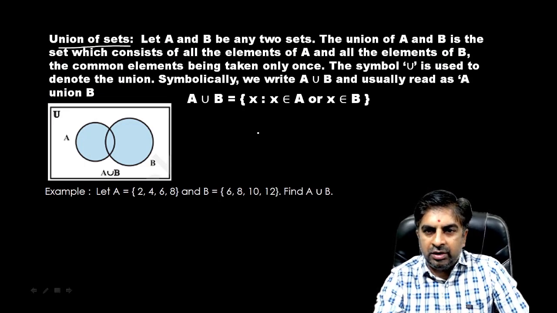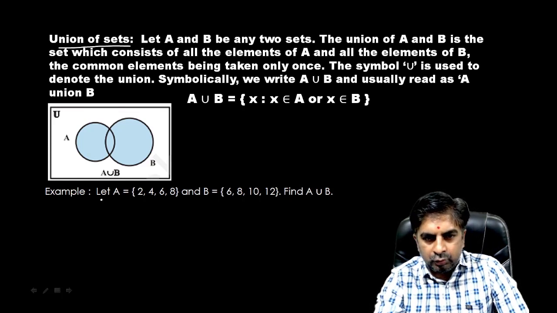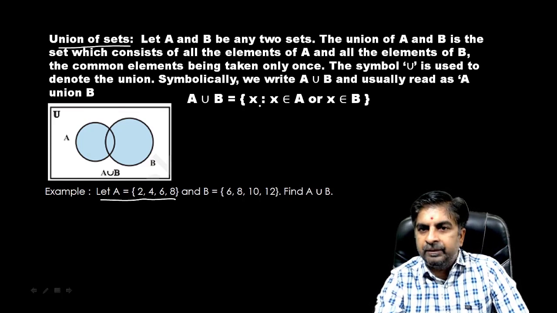When we say union, A union B, what is there inside? Let us see. Let A and B be any two sets. Suppose we are having two sets. Let A be this and B this. Now we need to find out the union of those two sets.